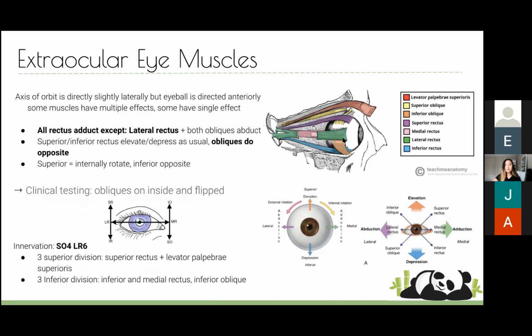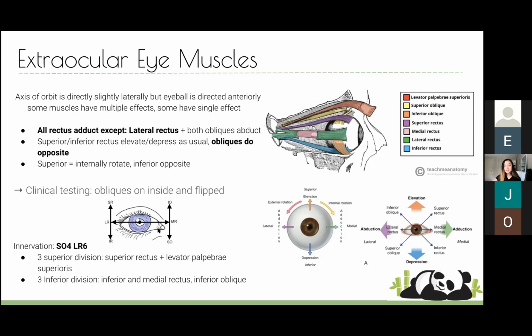And the way I remember the movements is, and this isn't clinical testing, this is just normal movement. All rectus will adduct, like go inwards, except your lateral rectus, and that's because it's lateral, so it's going to abduct. And along with the lateral rectus, the obliques will also abduct. Your superior and inferior rectus will elevate and depress as with the name. So the superior will elevate, inferior will depress. The obliques always do the opposite. So the superior oblique will actually depress the eye. And then superior oblique will internally rotate and the inferior will do the opposite.